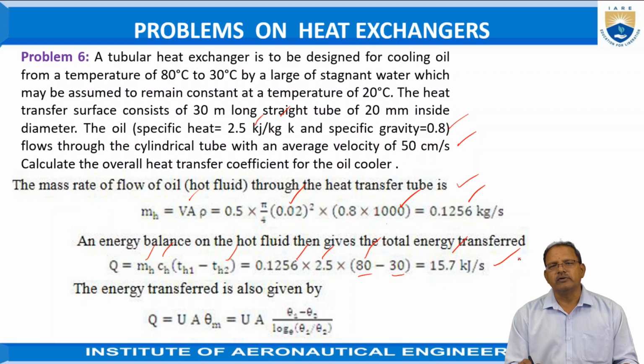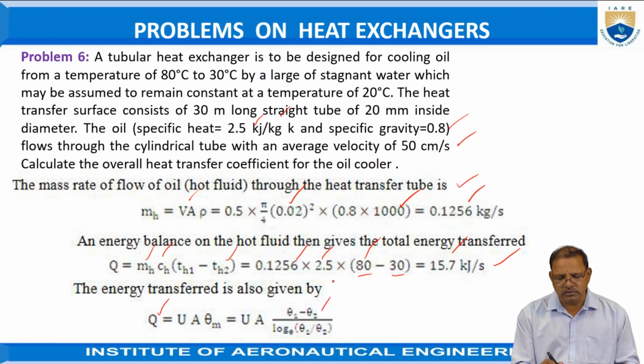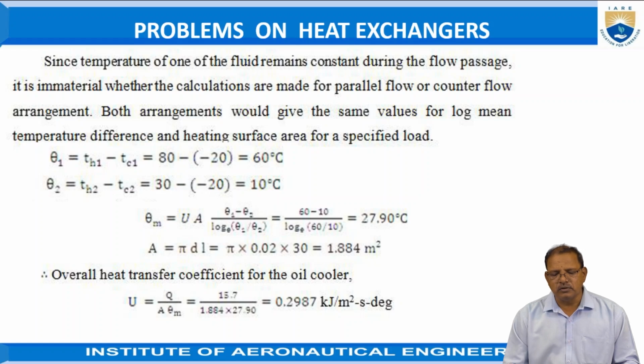The energy transferred is given by the equation Q is equal to U A theta_m, where U is the overall heat transfer coefficient, A is the area, and theta_m is the logarithmic mean temperature difference, which is equal to (theta_1 minus theta_2) divided by log of theta_1 divided by theta_2. Since the temperature of one of the fluids remains constant during the flow passage, it is immaterial whether the calculations are made for parallel flow or counter flow arrangements. Both arrangements would give the same values for log mean temperature difference and heating surface area for the specified load. Hence, it is not required to analyze the same problem for parallel flow or counter flow heat exchangers. The results are the same.